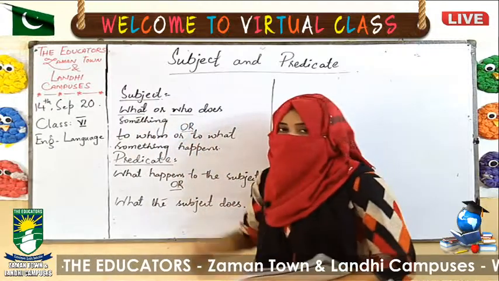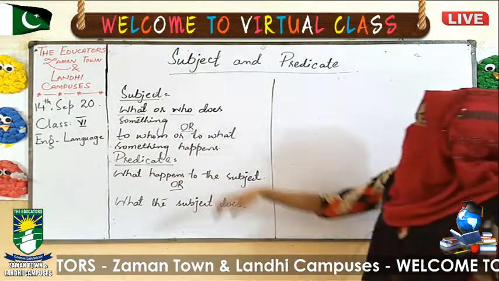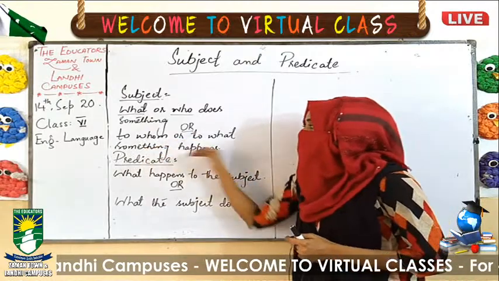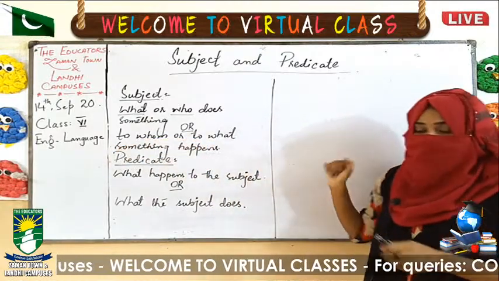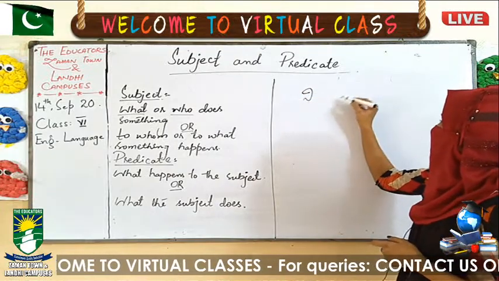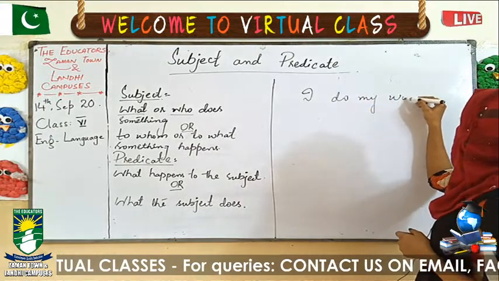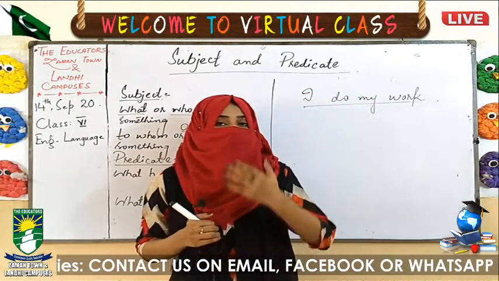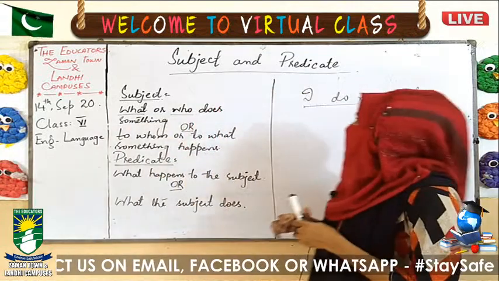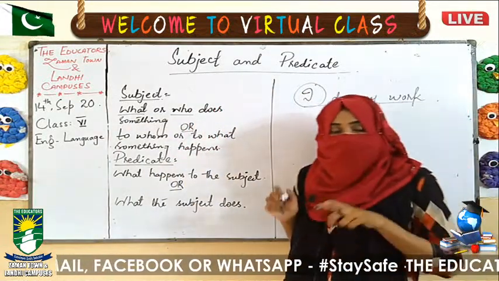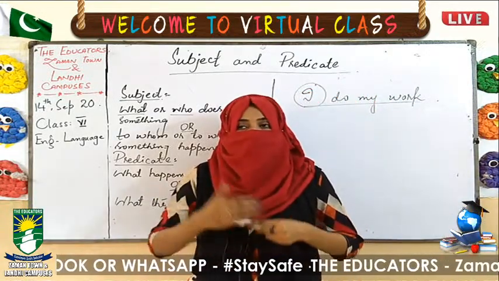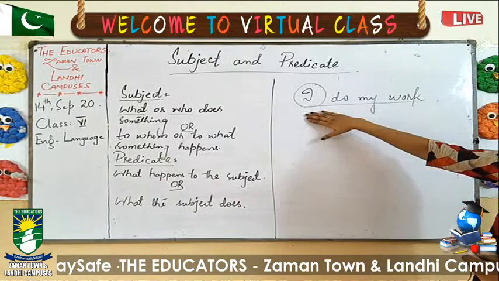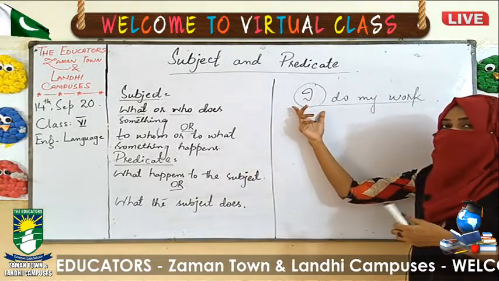What or who does something? What is subject basically? What or who does something, and to whom and to what something happens. Like if I say, I do my work. That's a really simple example. Here, what is the word which shows that it is doing something? I. The person who is doing the work, who is doing an action, is basically the subject. As I have done here, I do my work. Who is doing the work? I.